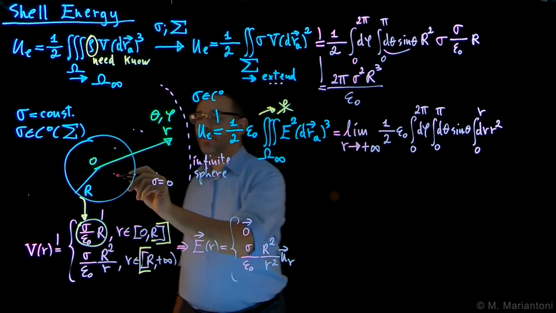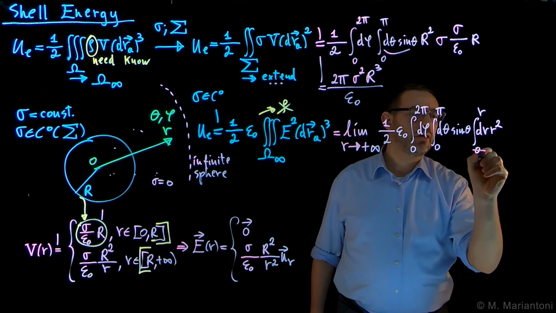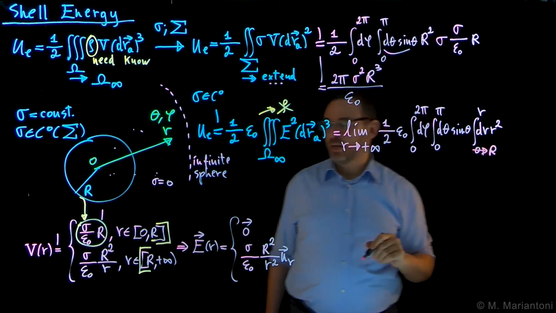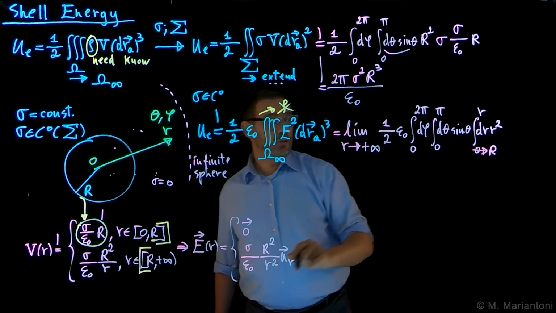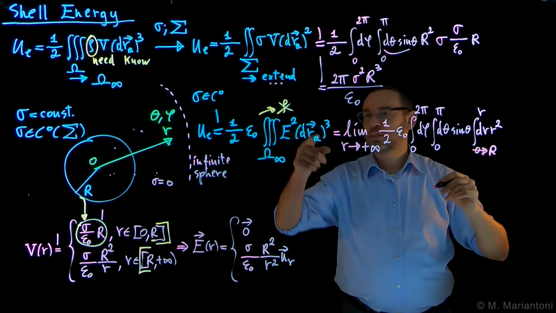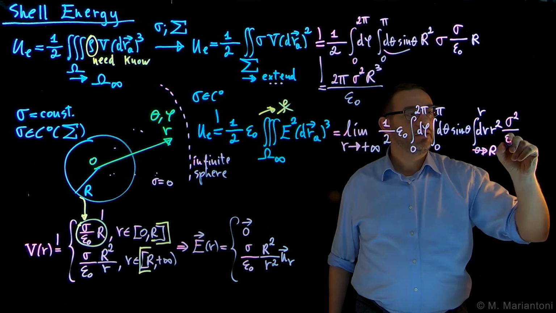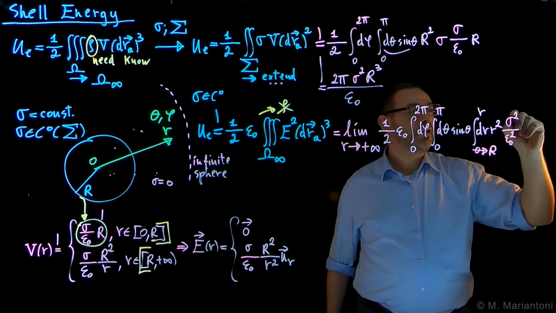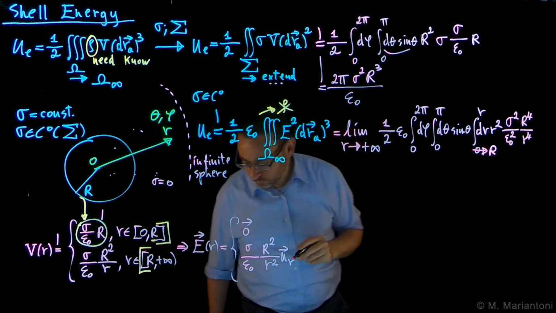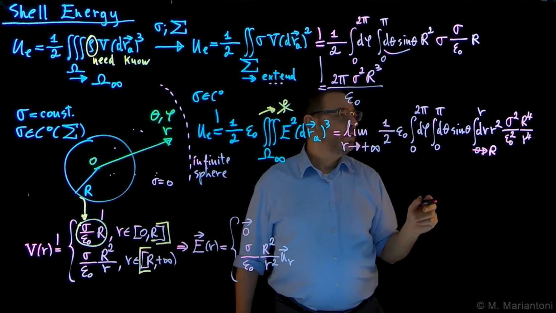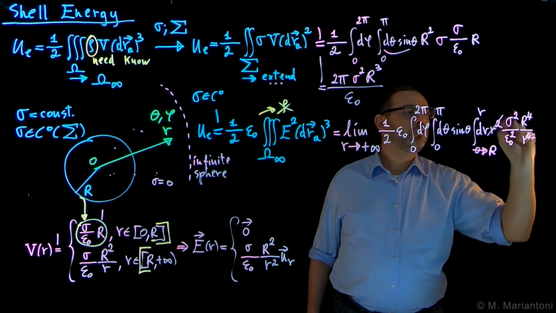E, of course, is 0 inside, so the only region where we are really interested is from capital R all the way to small r, which eventually goes to infinity, because the field is 0 inside. And so here we need to square this quantity, because it's E square. So we end up having sigma square divided by epsilon naught square times R to the 4 over, capital R to the 4 divided by small r to the 4. Okay, so this r square and this r to the 4 here becomes a 2.